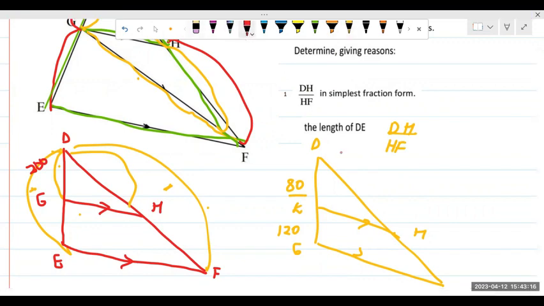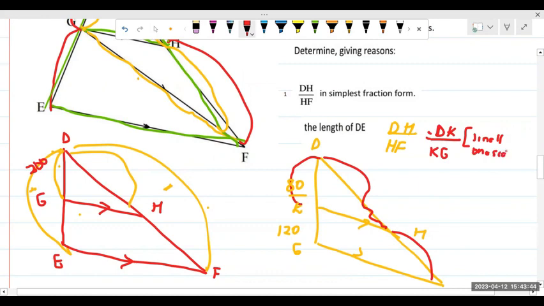If I use this triangle, I'm going to say I have DH, and it goes with what? With HF. So what is it supposed to go with if I compare it with this side here? DK. So this is going to go with DK all over KG. And if they ask me why I am saying that, it's because I have a line parallel to one side of the triangle. So those two things we are sure are equal.